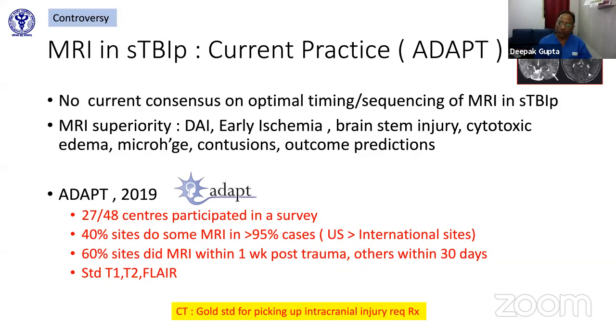One can do various sequences. However, it is always better to be quick. So standard T1, T2 and FLAIR sequences give you enough information which you require in your group of patients.